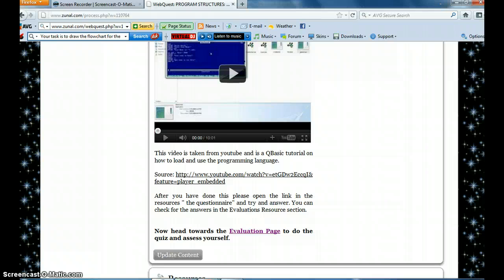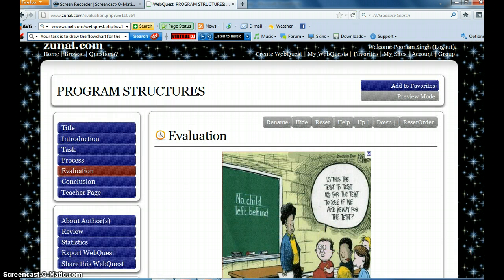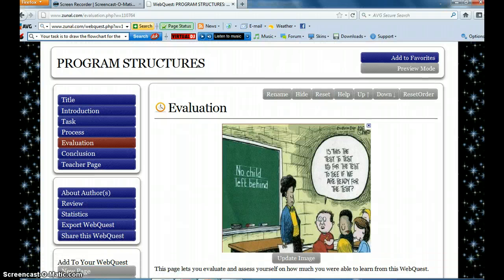After they have done this, they have to open the link in the resources given in the evaluation page to assess themselves. They have to answer some questions that are given there so that they can assess themselves on their level of learning. Okay, let's look at the evaluation page, which is the next page in our WebQuest.